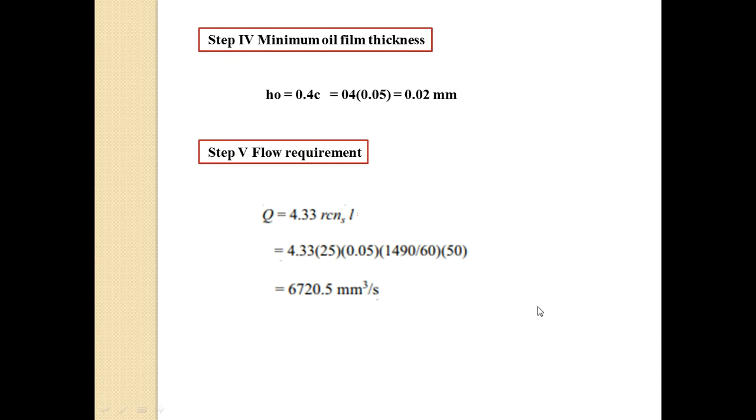Cubic mm per second. So again, for the discharge or the flow of lubricant, the unit of this flow of lubricant can be meter cube per second, cm cube per second, or mm cube per second. So this Q is equal to what?